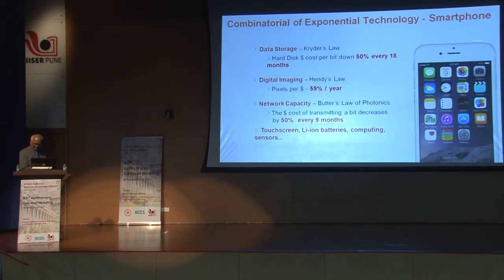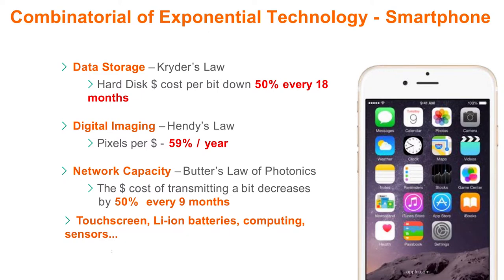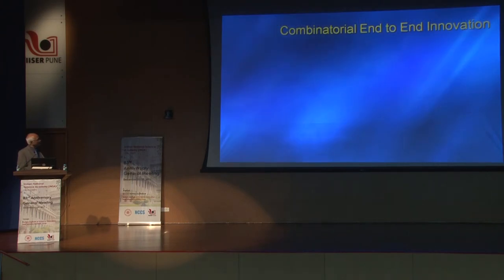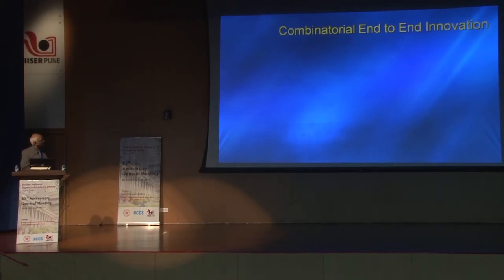So the smartphone that you have in your hand, for example, it has a combinatorial of data storage, digital imaging, network capacity, coupled with these new features. Now, what is very important is that so far I have talked to you about what technology can do. And as you can see, as the costs plummet down, basically India has a great advantage in using this. They don't remain the exclusive domains of the foreigners, but they start coming here.